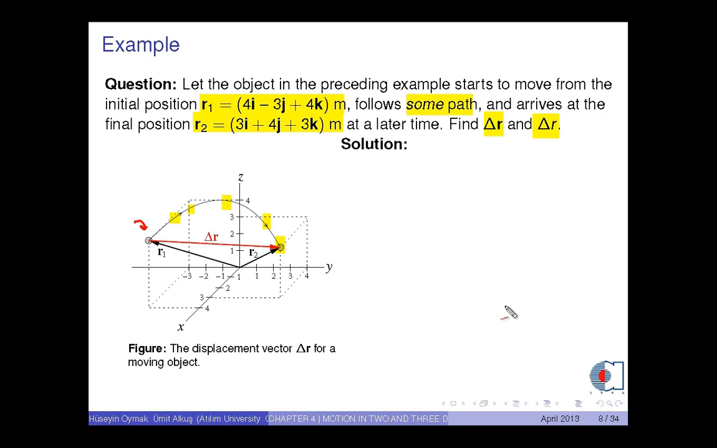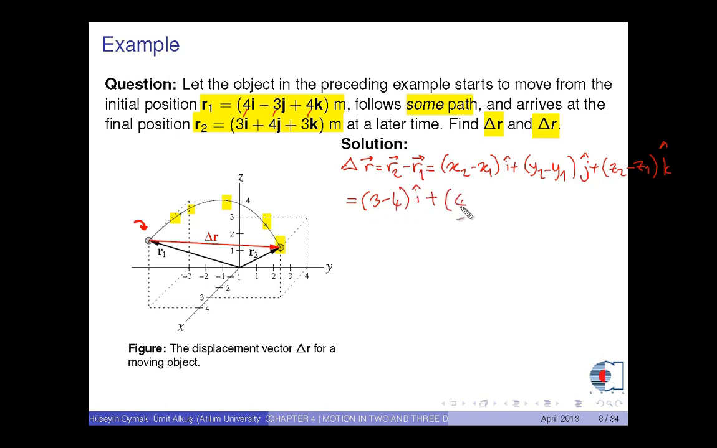The displacement that the object experiences is delta r equals vector r2 minus vector r1, or in terms of the unit vector notation, x2 minus x1 i plus y2 minus y1 j plus z2 minus z1 k. Putting the corresponding x, y and z values into this equation, we obtain 3 minus 4 i plus 4 minus 3 j plus 3 minus 4 k. Then we obtain minus i plus 7j minus k meter.